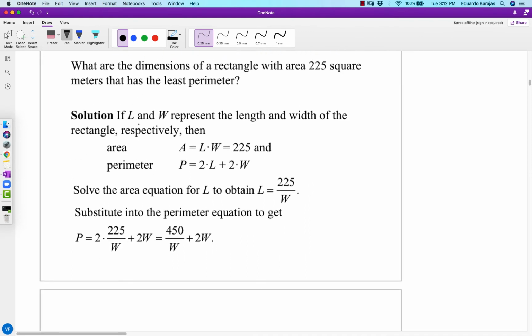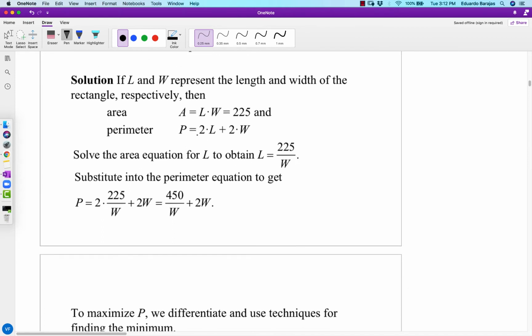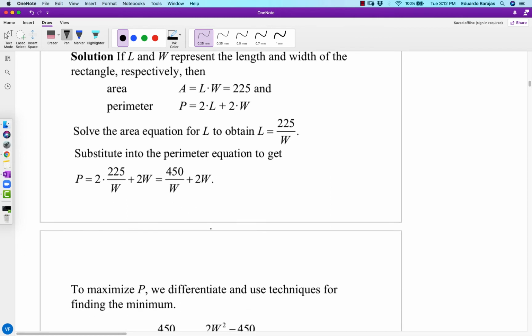Okay, so if L and W represent the length and width of a rectangle, respectively, we have that the area equals length times W equals 225, and that the perimeter is equal to 2L plus 2W. There are too many variables here, so we have to use this equation to plug into here. If we let L equal 225 divided by W, we can plug it back into our perimeter formula, and so that gives us this, right?